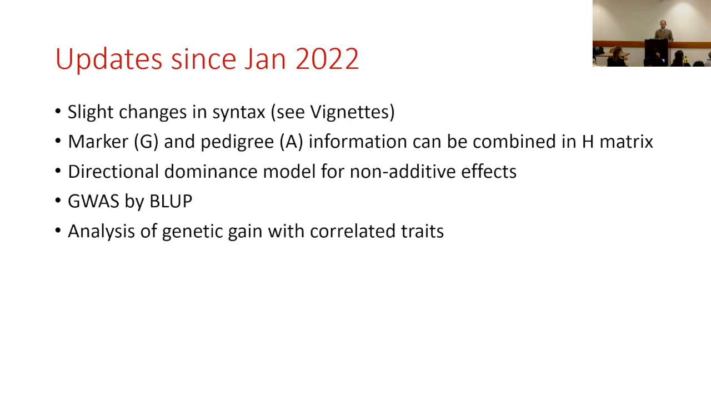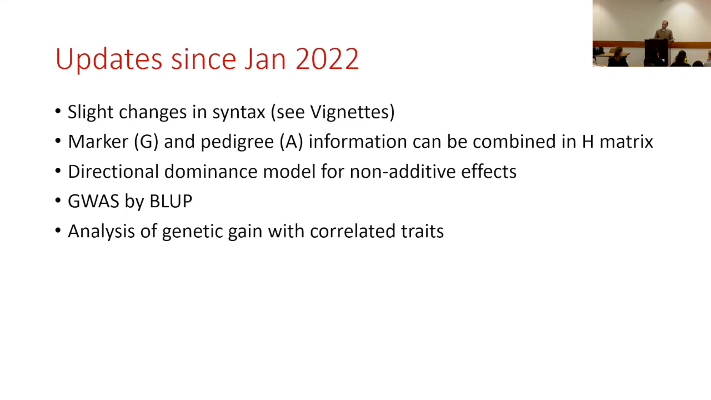So the main updates since last year: there have been some slight changes in the syntax. If you watch the video from last year and you start to use it, you'll see there are some nuances, but it's all documented in the vignette. And I think I had good reasons for making the changes that I did compared to a year ago. You can now combine marker and pedigree information into this H matrix. And we heard a bit about that from Tim, I think, yesterday in the strawberry example. That's a feature that I've gotten multiple requests for, so that's why it's there. And then it has this directional dominance model, which I'll talk about.